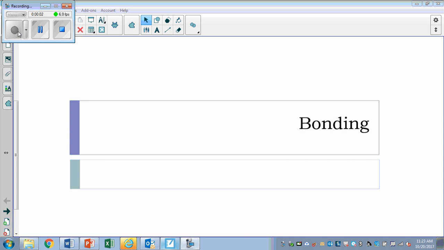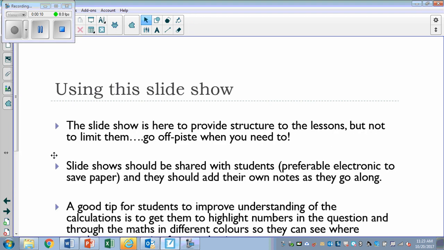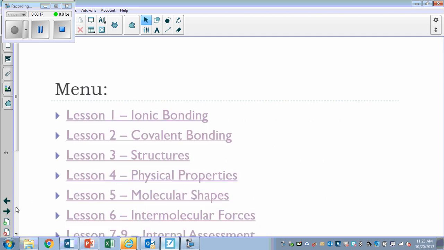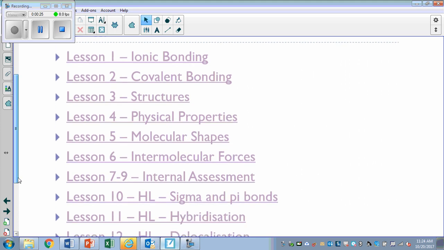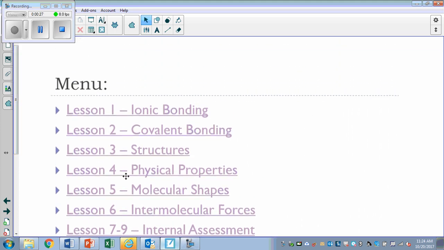Hey everybody. In this unit we will talk about bonding. A bond is a force that holds two things together. We will go through a slideshow that takes care of covalent and ionic bonding, their structures, their physical properties, molecular shapes, and intermolecular forces. So we will cover these topics.